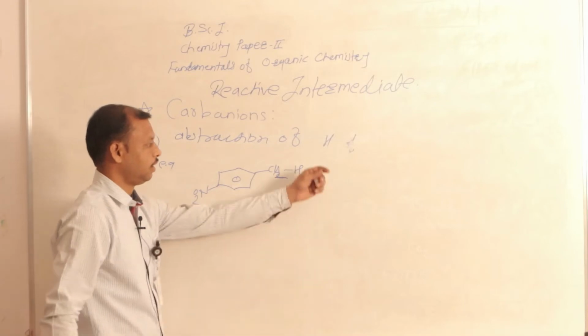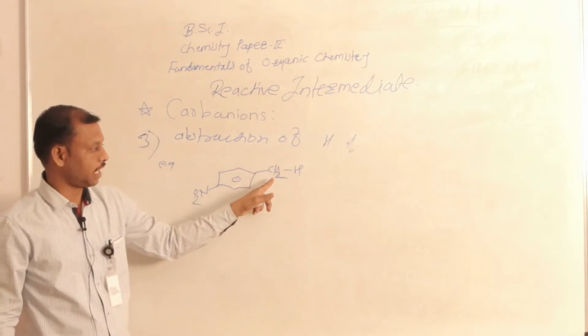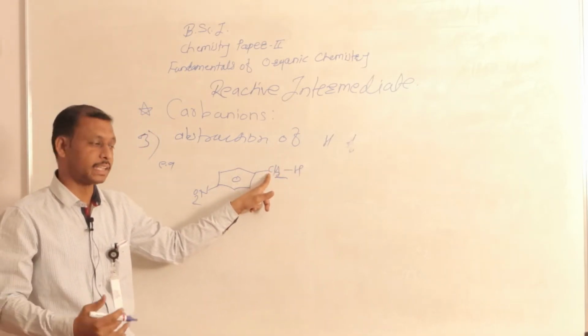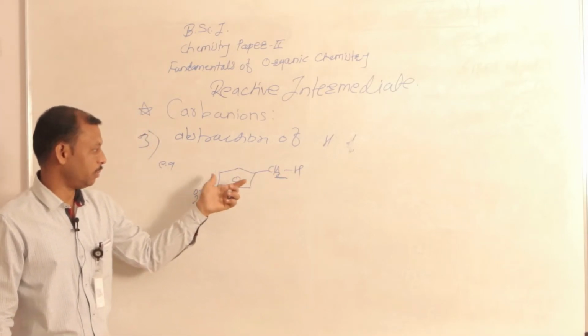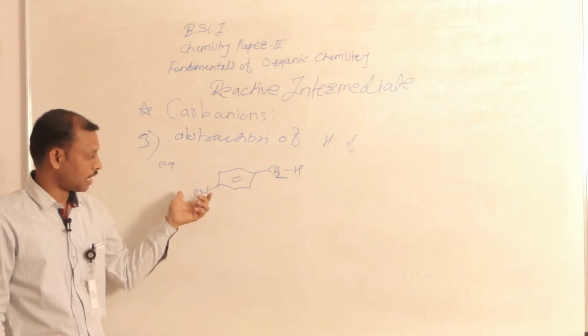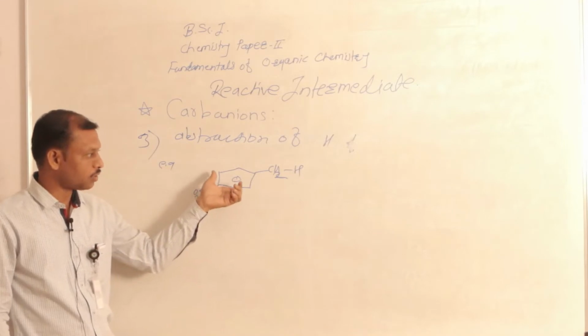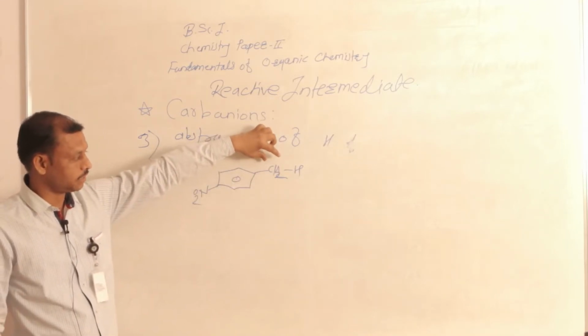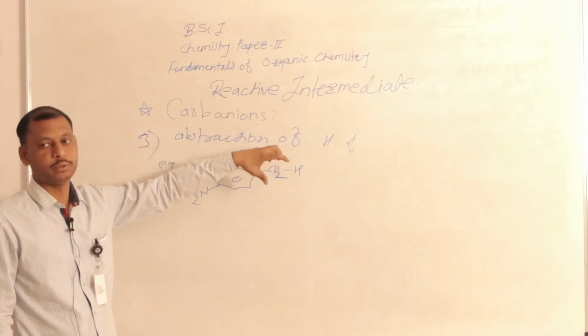Now this CH3, the 3 hydrogens present on that carbon, they become acidic. Why do they become acidic? Because the benzene ring has a nitro group. This nitro group is an electron withdrawing group. It pulls electrons towards itself, and that's why the CH3, that is the toluene methyl group, becomes acidic.